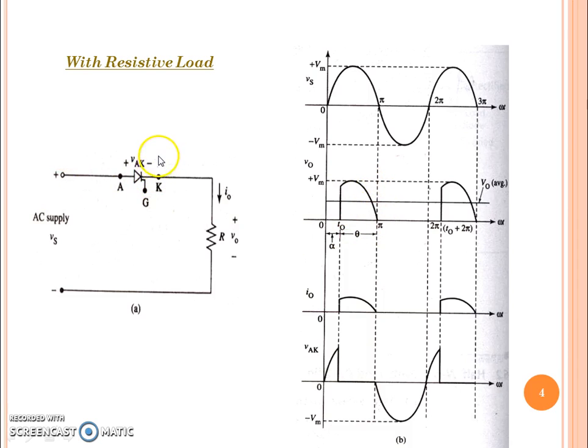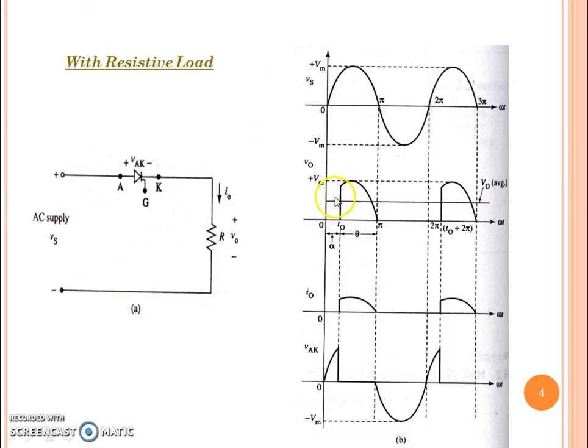But we know very well the thyristor switch has a gate terminal, so the output voltage is controlled with a parameter called the firing angle alpha. This alpha can be varied from 0 degrees to 90 degrees in the case of the rectification process.